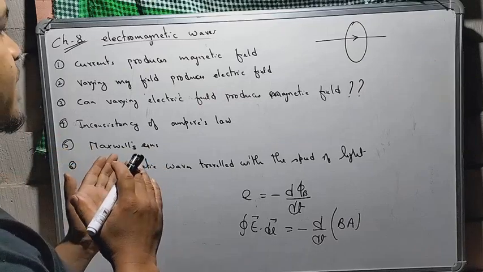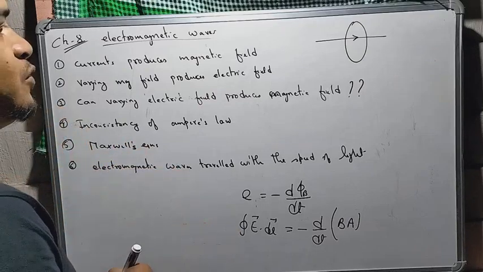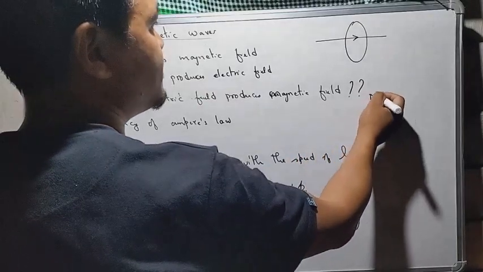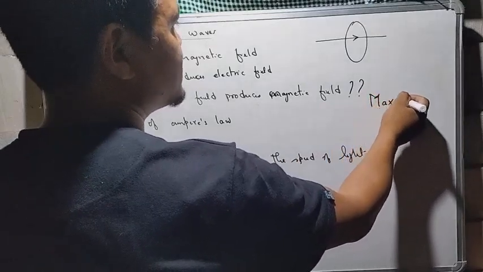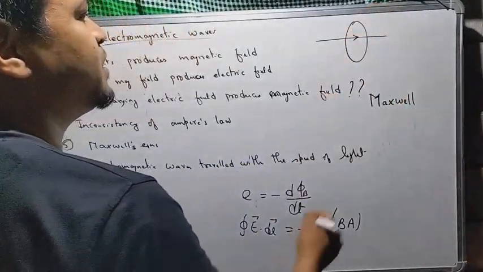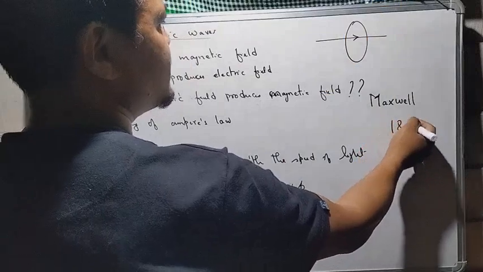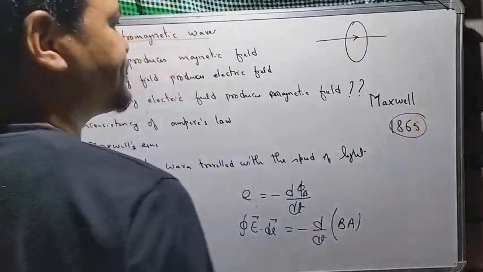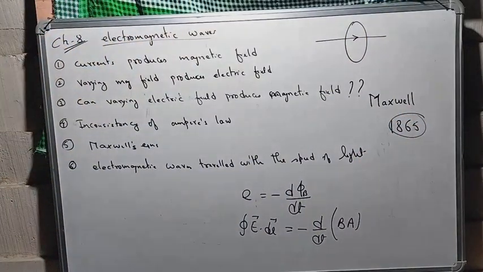This fact, that a varying electric field produces a magnetic field, was discovered by a very famous scientist, Maxwell, around the year 1865. So Maxwell found that when an electric field varies with time, then it produces a magnetic field.